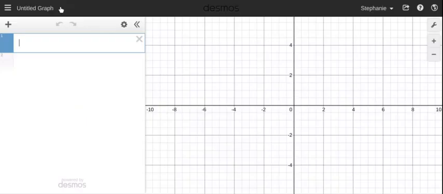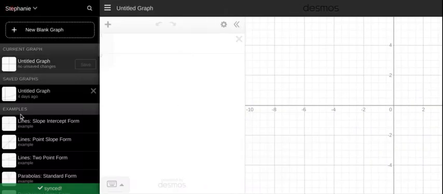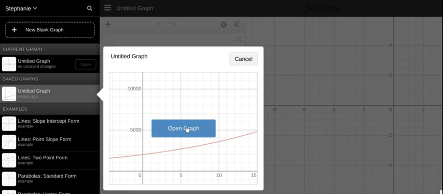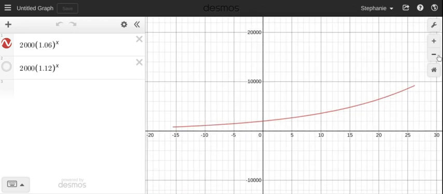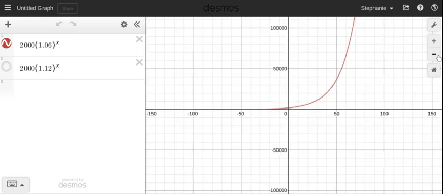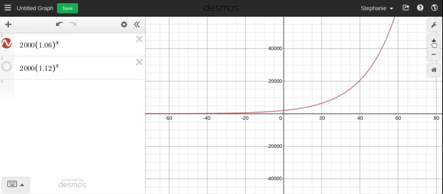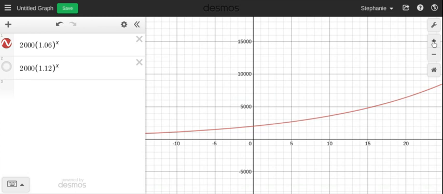I actually graphed this earlier, so we're going to check that out. So 2,000 times 1.06 to the x. It's using x in this case because that's our independent variable. So instead of writing n, we just use x, same thing. So we can see that it's slowly rising up. If we zoom out a bit, you can see that's definitely an exponential graph, right? So the shape is an exponential graph.